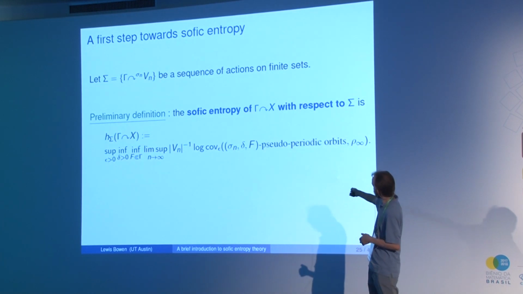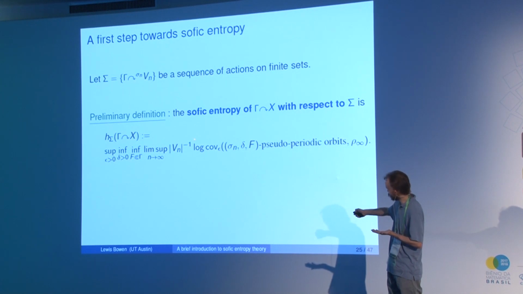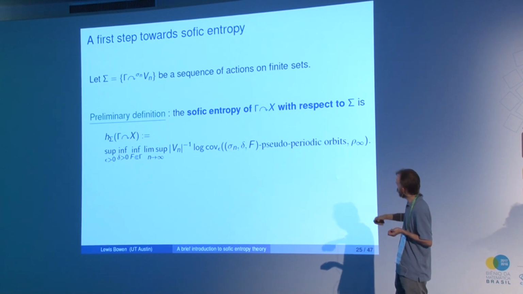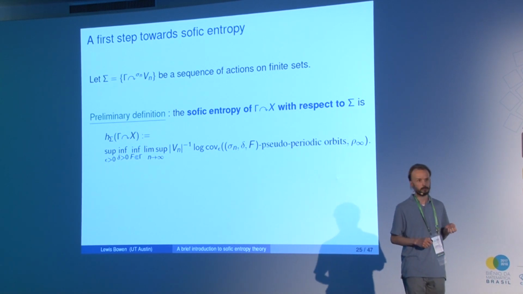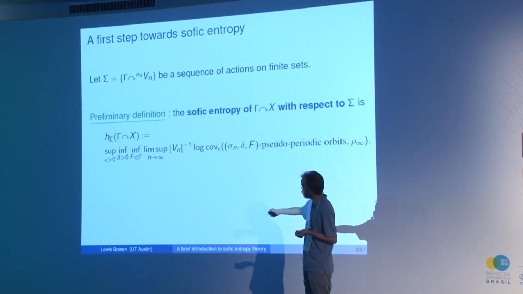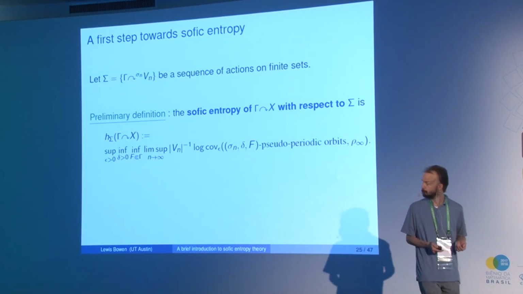So we define the Sofic entropy to be the exponential rate of growth of the epsilon covering numbers of the pseudo-periodic orbits. We have to take here the infimum over our parameters and then the supremum at the end. Okay.